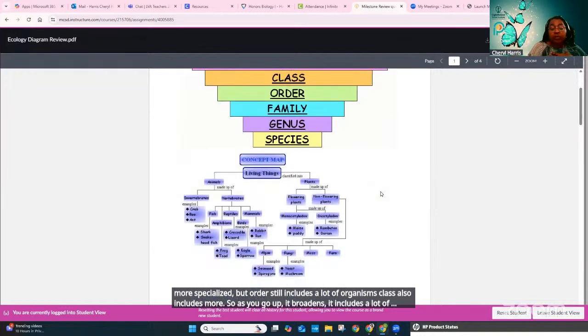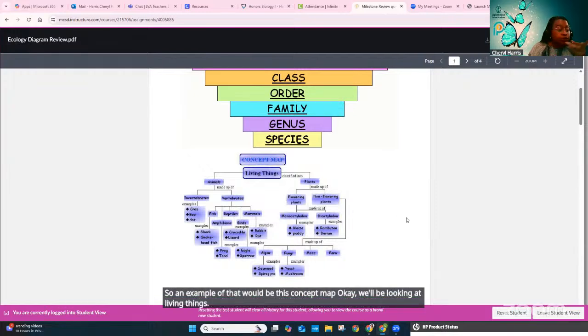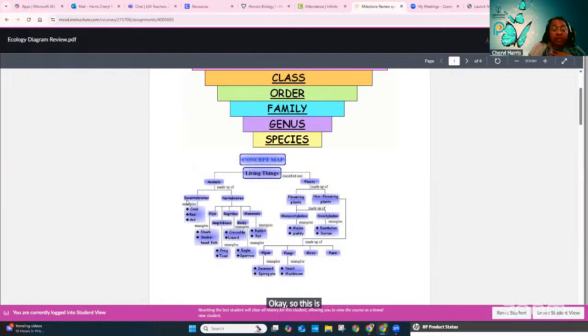So an example of that would be this concept map. Okay, we're looking at living things. This one only gives you two of the five kingdoms. We're looking at plants and animals as our kingdoms, but then you can break those down into phylum. You have invertebrates in the animal kingdom. Okay, so this is one kingdom. The animal kingdom is, you can break that down into invertebrates and vertebrates.